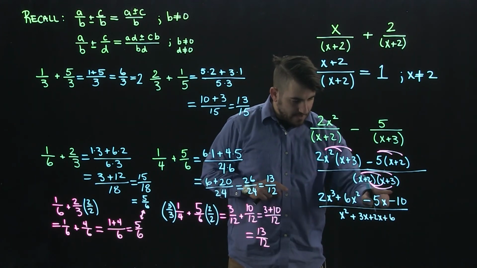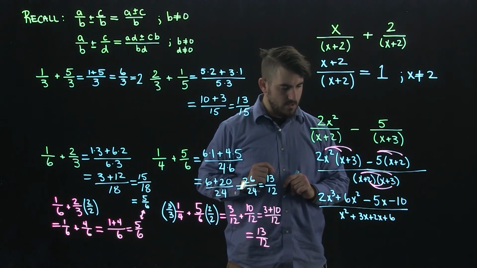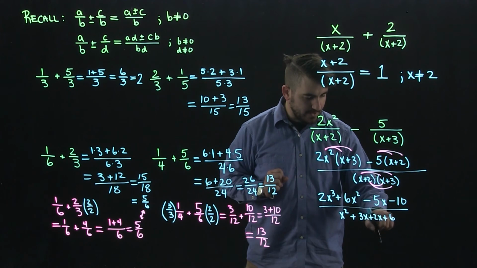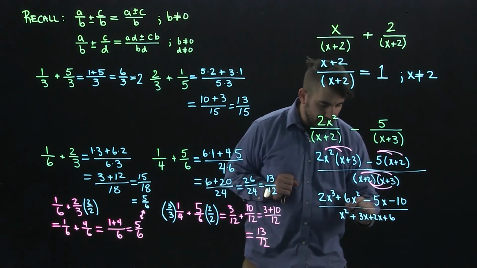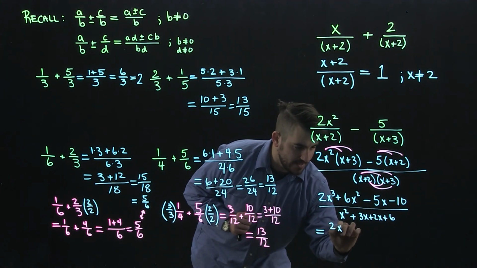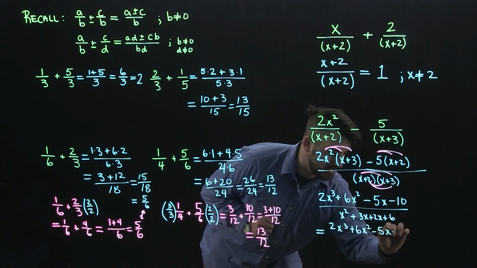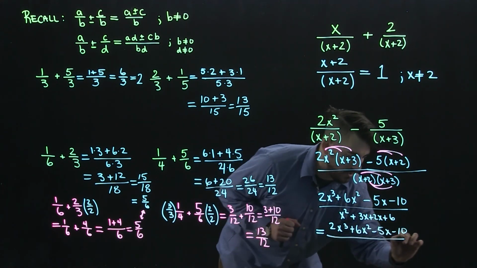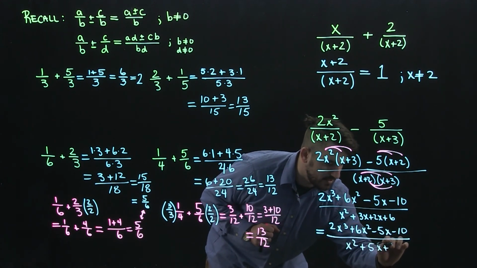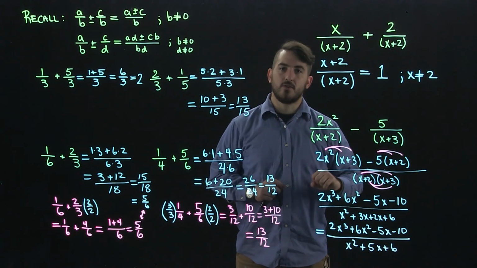Okay, do we have any like terms on top? The answer is no. And we have some like terms on bottom. So to finish this off, we get 2x cubed plus 6x squared minus 5x minus 10 all over x squared plus 5x plus 6. And so that would be the addition of these two polynomials.